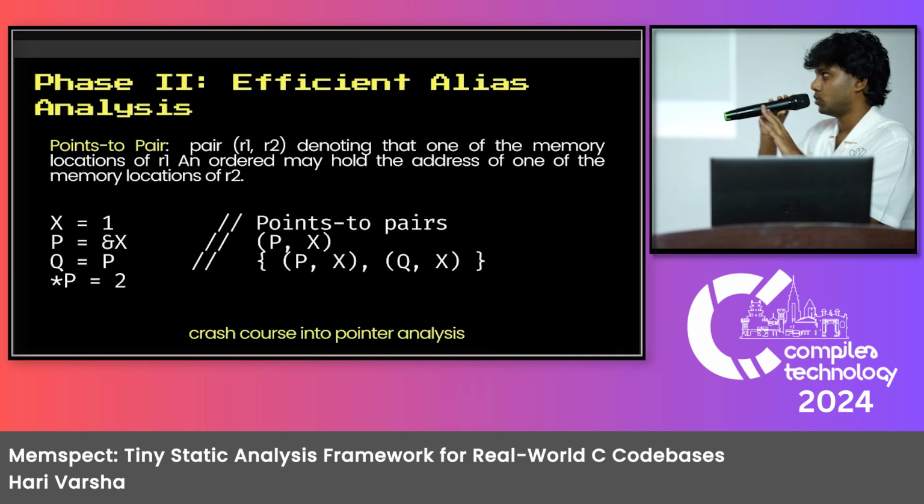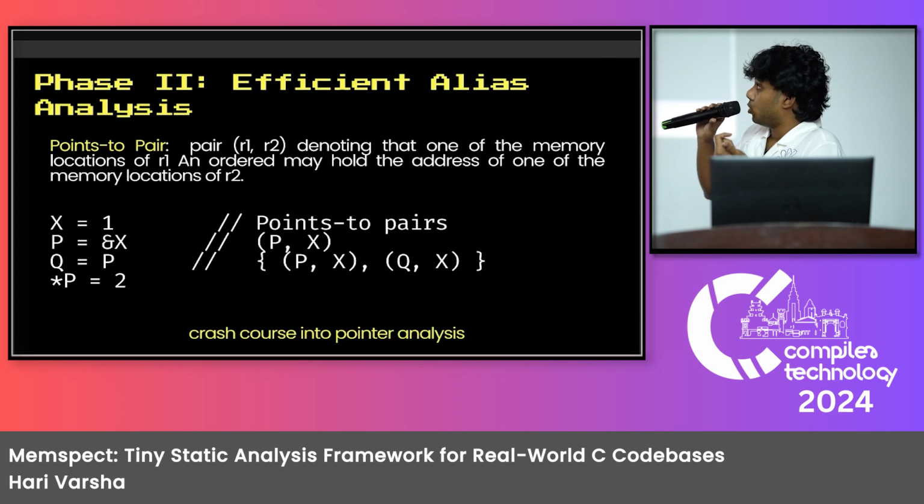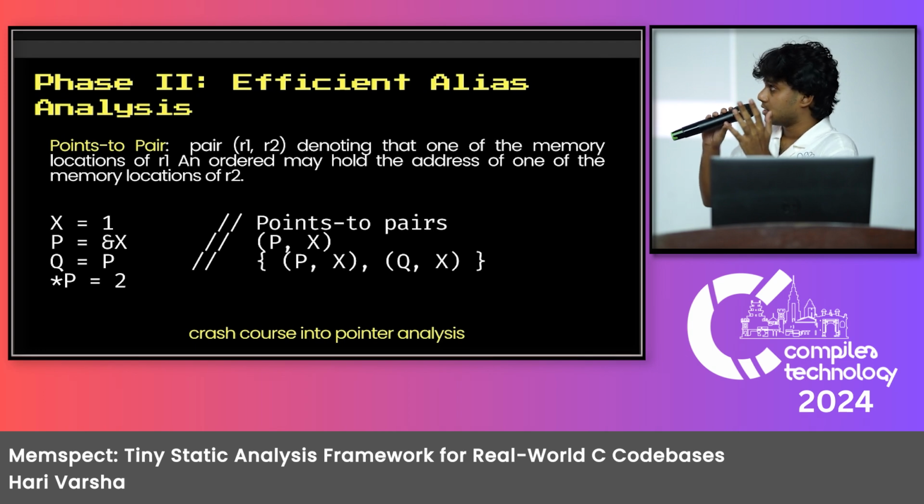I'm just going to do a quick speed run. What's the points-to pair? Simple. P holds the address of X, right? Q holds the address of P. And what does P hold? P holds the address of X, and X holds the value of 1. So essentially we have a set where each entry is a memory location.